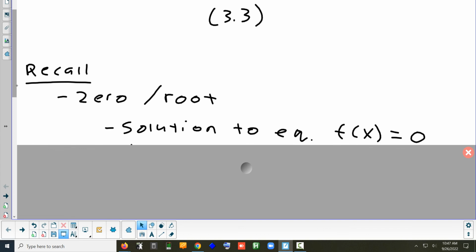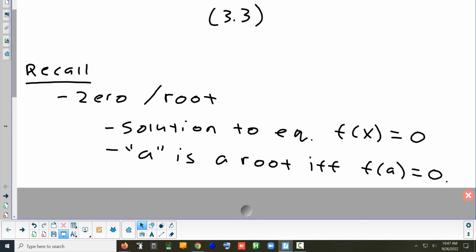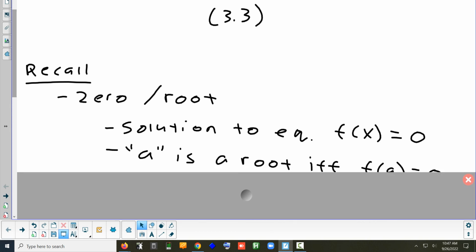So remember that if I ask you to find zeros or I ask you to find roots to an equation, what I'm asking you to find is a value you can plug in for x, and the answer comes out to 0.